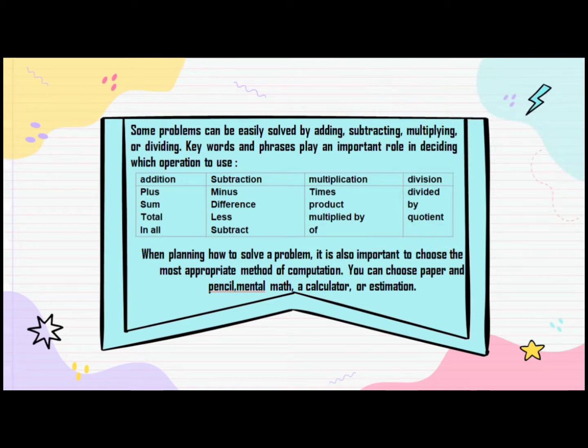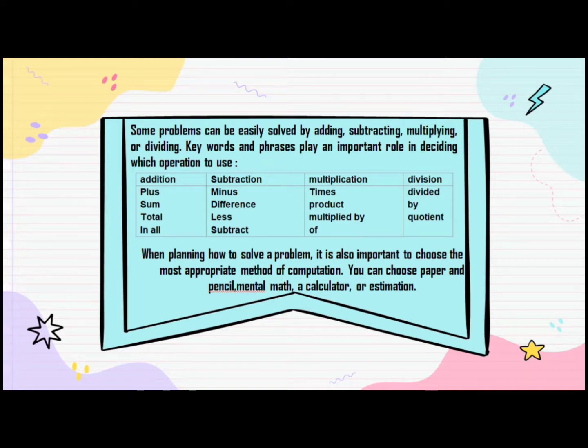Some problems can be easily solved by adding, subtracting, multiplying, or dividing. Keywords and phrases play an important role in deciding which operation to use. Addition: plus, sum, total, in all. Subtraction: minus, difference, less, subtract. Multiplication: times, product, multiplied by, of. Division: divided by, quotient.